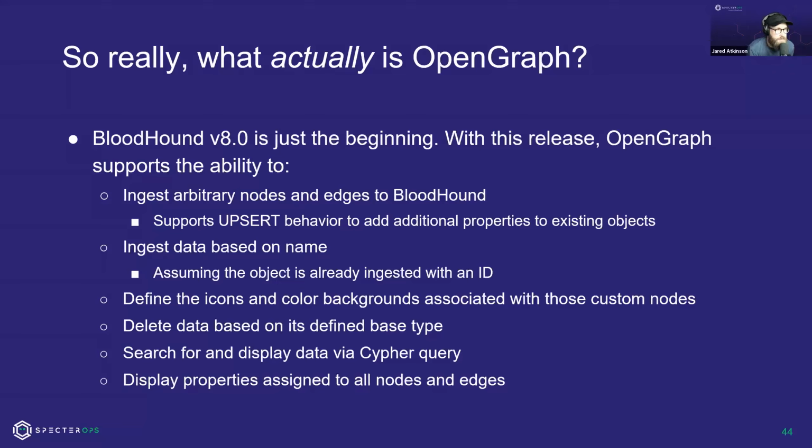Okay. So again, with BloodHound 8.0, that's when we released Open Graph, and that allows us to ingest arbitrary nodes and edges into BloodHound. It allows you to make changes to existing objects, so you can add properties to an Active Directory computer, for instance. It allows you to do ingestion based off name. We used to require that everybody would ingest based off of the ID, like a SID for an Active Directory user, for instance. But now you can just give it the name, and it will figure out how to manage that. And that's been a big problem for people integrating information into the BloodHound graph in the past. It allows us to define custom icons and backgrounds and colors for these different node types.